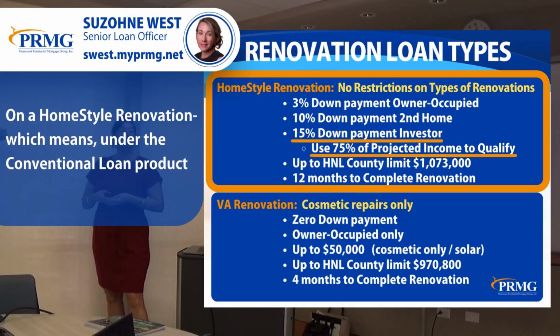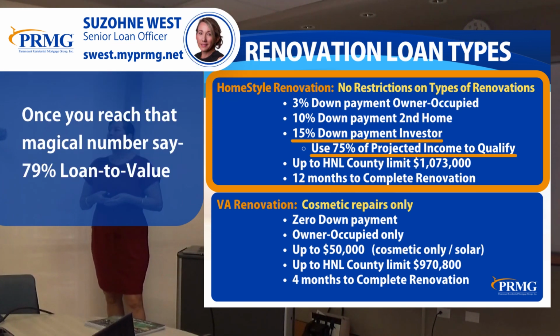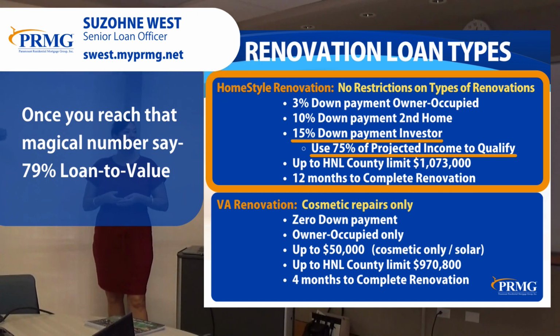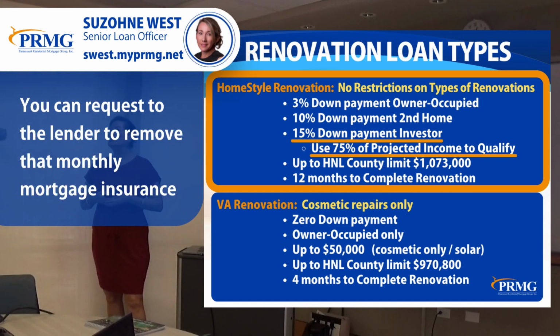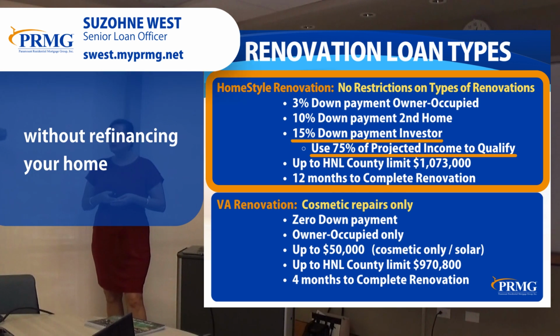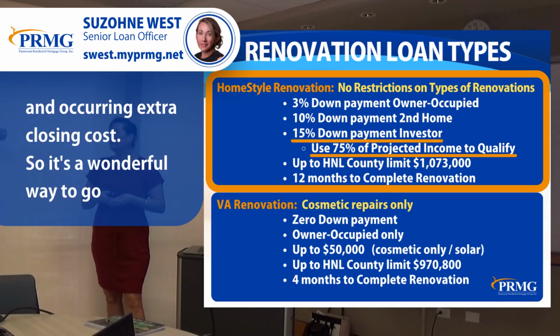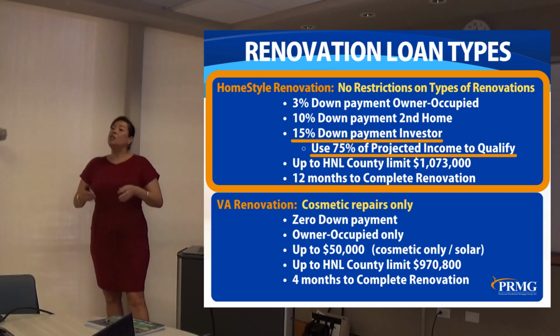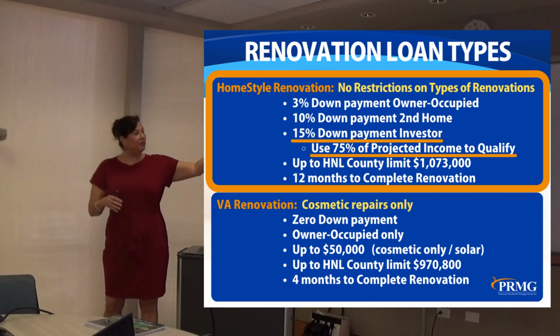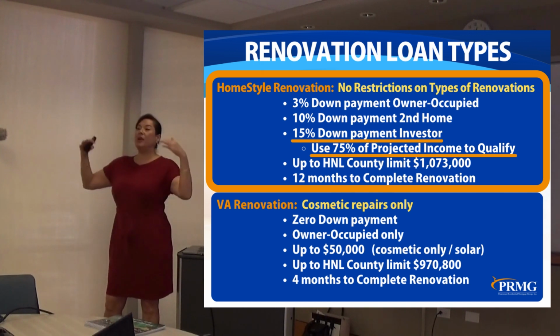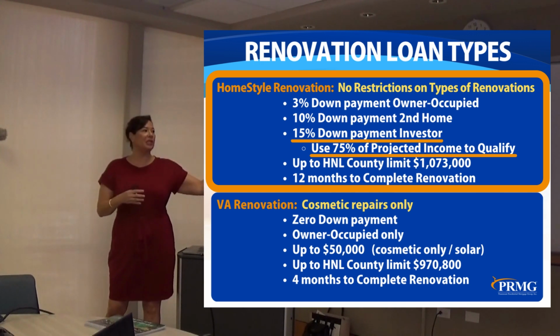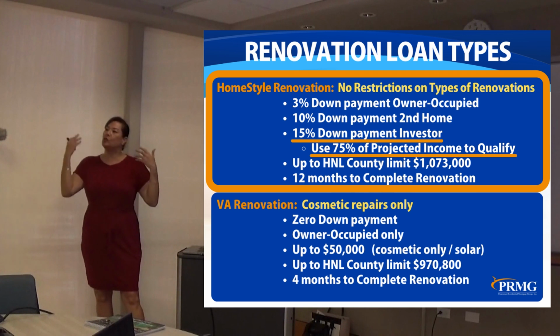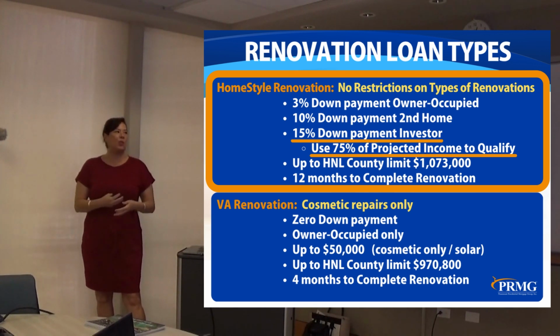On a home style renovation, which we put under the conventional loan product, it's not a government product. Once you reach that magical number of, say, 79% loan to value, you can request for the lender to remove that monthly mortgage insurance without refinancing your home and incurring extra closing costs. So it's a wonderful way to go. Yep, absolutely. So if you have the minimum down, which is the 15%, you can still go with it. But if you want to keep your payment down, 20% is that magical number for investors, which is why we always hear about 20% when we're out there.